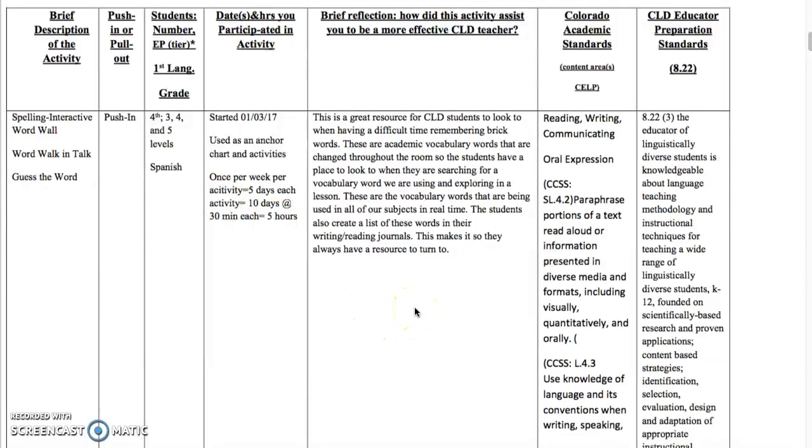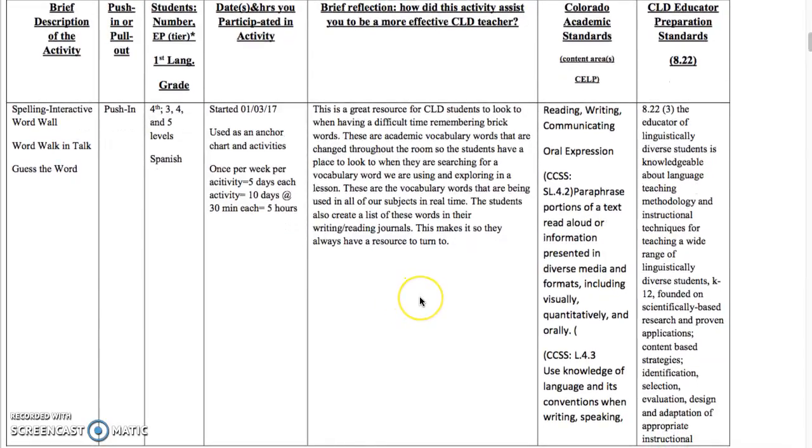The next column was a brief reflection on how this activity assisted me to be a more effective CLD teacher. So here, I said that it was a great resource for CLD students to look to when having a difficult time remembering brick words. These are academic vocabulary words that are changed throughout the room so that the students have a place to look to when they are searching for a vocabulary word we're using and exploring in a lesson. These are the vocabulary words that are being used in all of our subjects in real time. The students also create a list of these words in their reading journals. This makes it so they always have a resource to turn to.